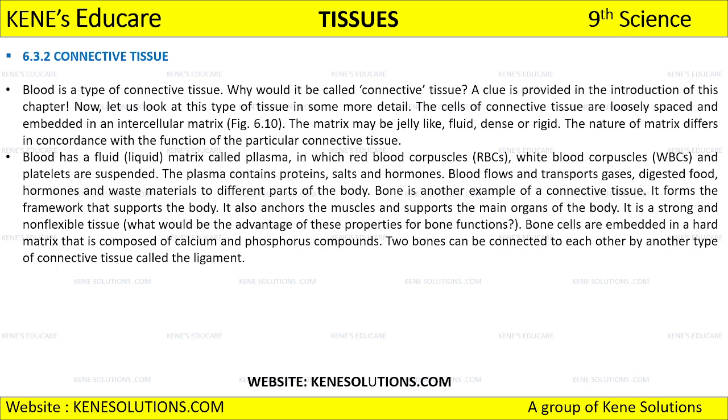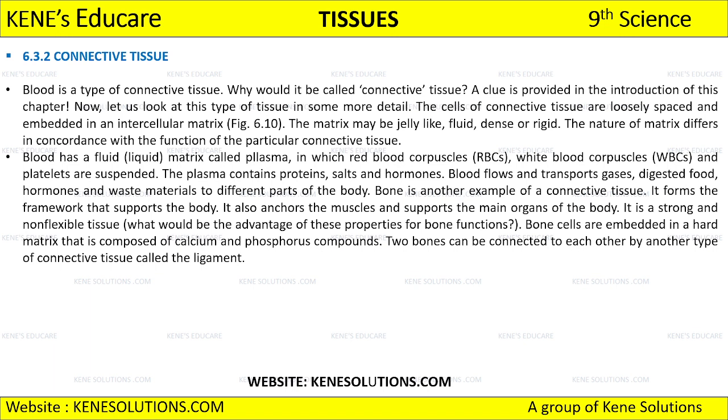And inside this plasma, we have red blood corpuscles, white blood corpuscles, and platelets. Okay, so we know that the most important function of red blood corpuscles is to transport oxygen to each and every cell of your body, right?